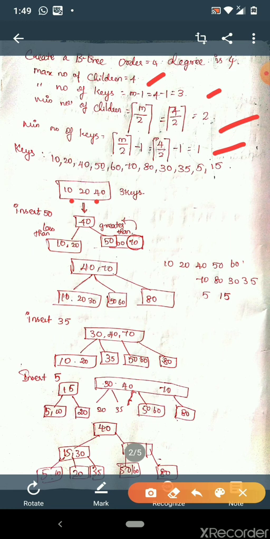So I'm going to split with 40 as the root, the left node 10 and 20, which is lesser than 40, and greater than 40 is 50, 60 and 70. So here the node is full. So we are going to shift 70 to the root. Now the root node will be 40, 70. Again we are going to split it. The left side will be 10, 20, 30, and the right side will be 50, 60.